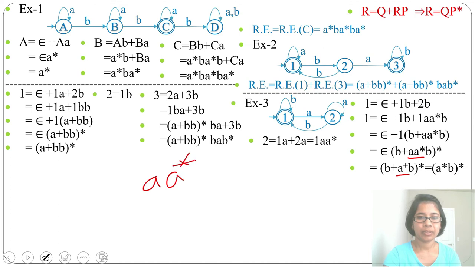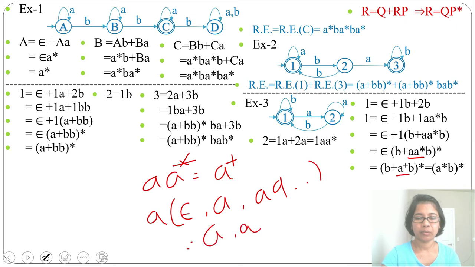A closure, that you can write as A plus, because A concatenated with epsilon, then it can be single A, then it can be AA like this. So it will be minimum 1A, then 2A, then 3A like this. So you can write A positive closure.